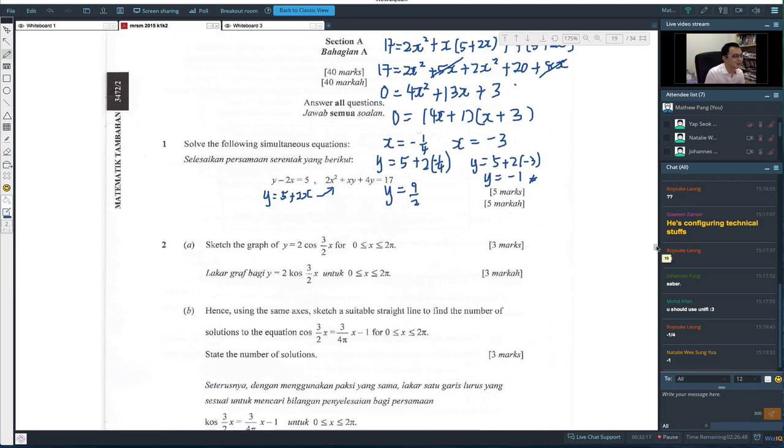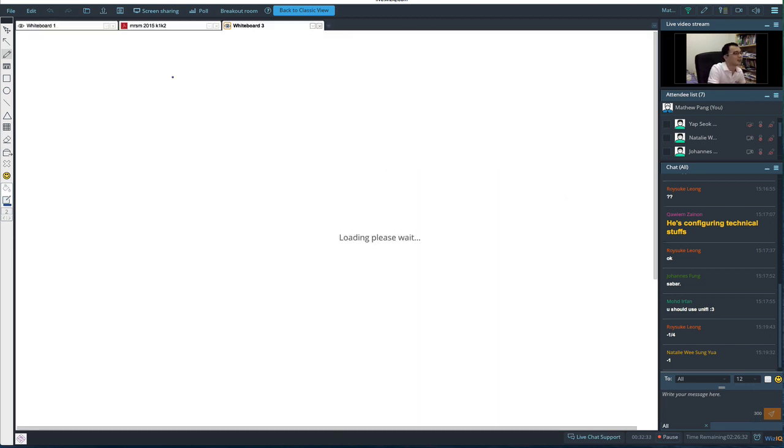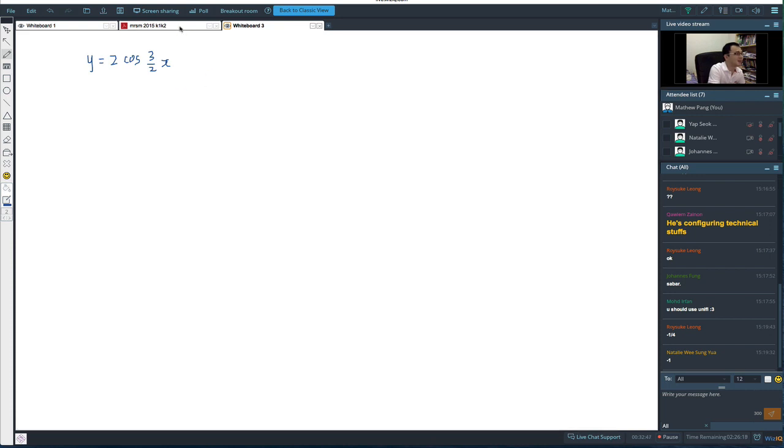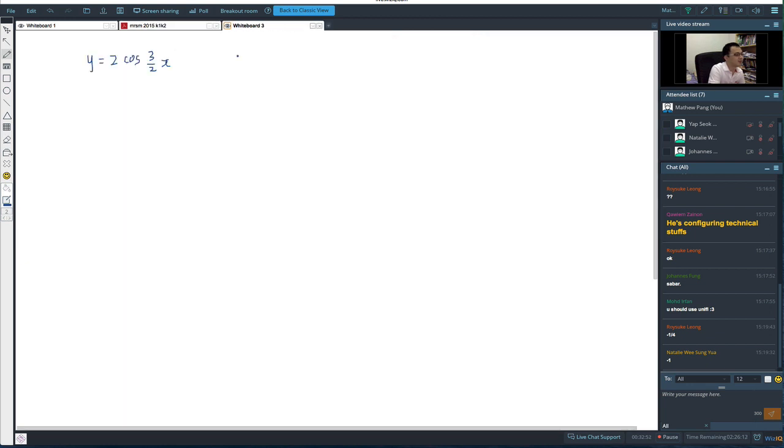Okay, you need to sketch the graph for this one. In order to sketch the graph, I try to open another page, because I need a lot of space for the graph. So I will remember this one first. What is it? y equals 2 cos 3 over 2x. Is that correct? y equals 2 cos 3 over 2x. Yes, exactly. And then the question says it is from 0 to 2 pi. So I will do 0 to 2 pi also.